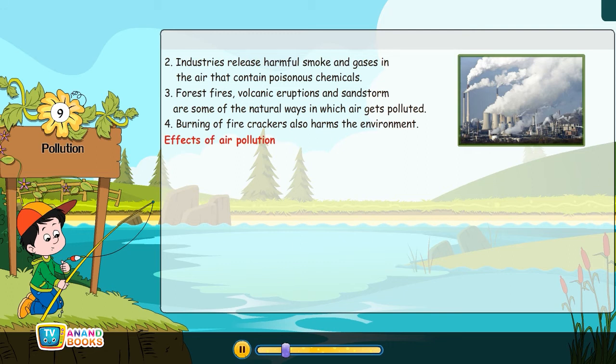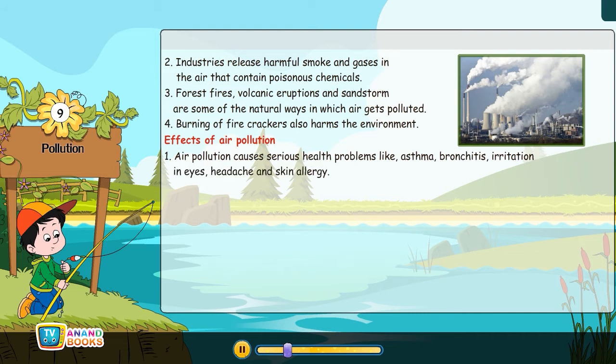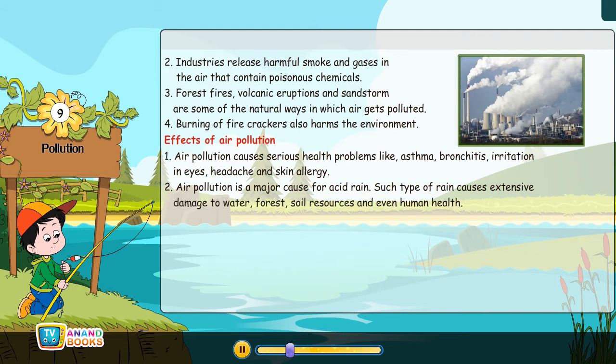Effects of air pollution. Air pollution causes serious health problems like asthma, bronchitis, irritation in eyes, headache, and skin allergy. Air pollution is a major cause for acid rain. Such type of rain causes extensive damage to water, forest, soil resources, and even human health.